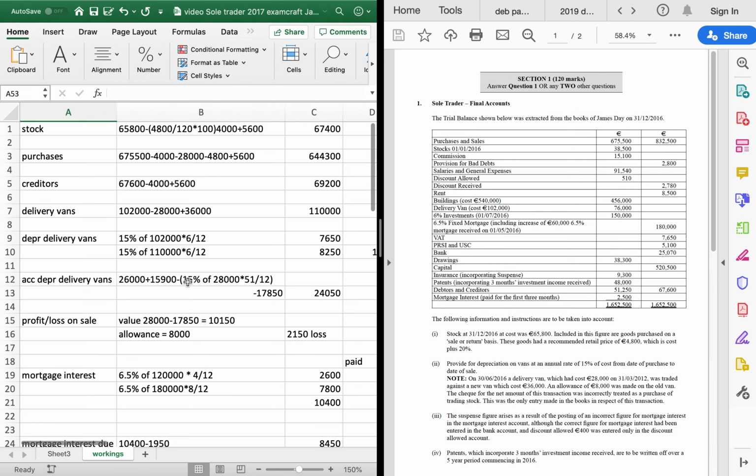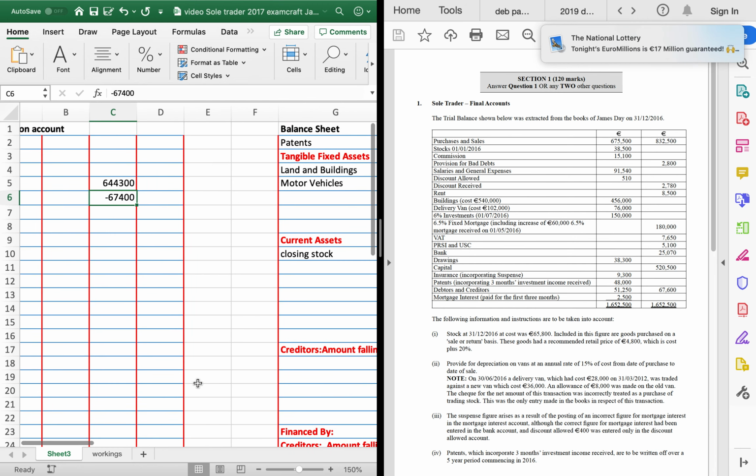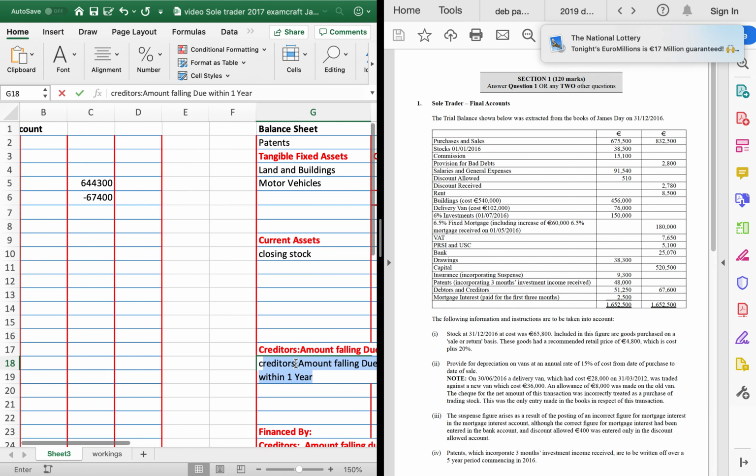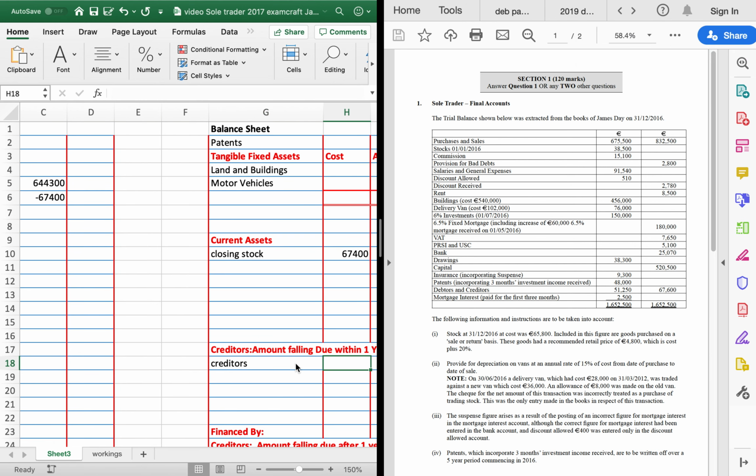Okay, and we've got creditors 69.2. That would be my current liability. So I'll put that in my current liabilities. Creditors amounts falling due, so that is 69.2.